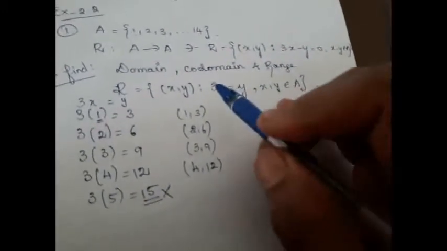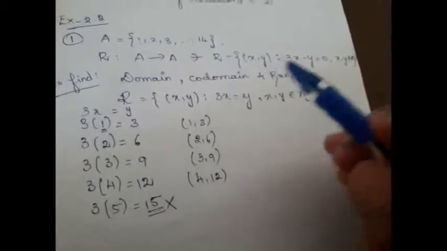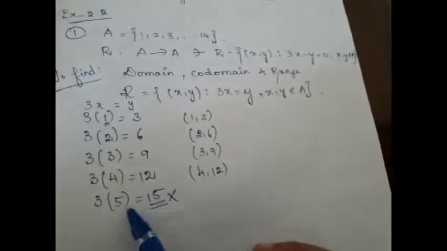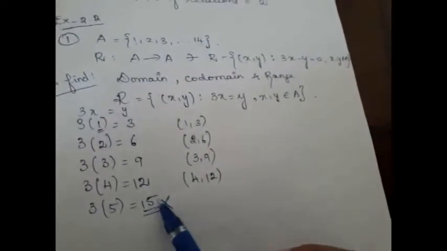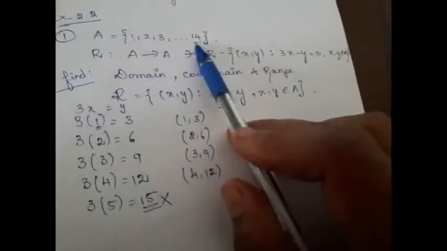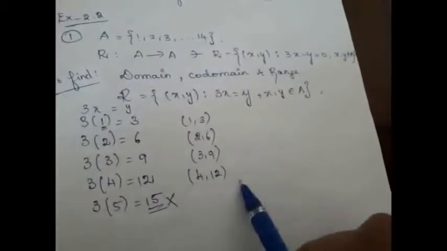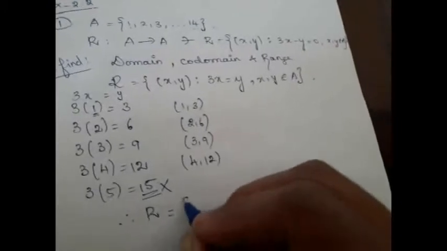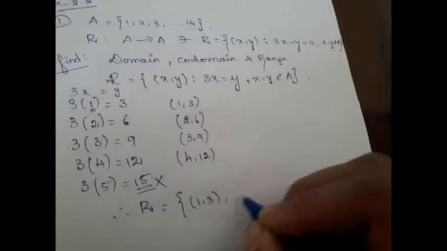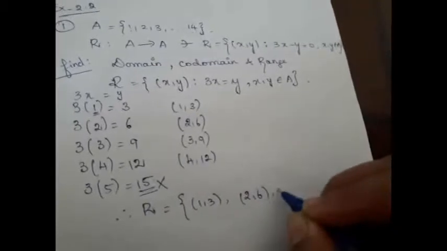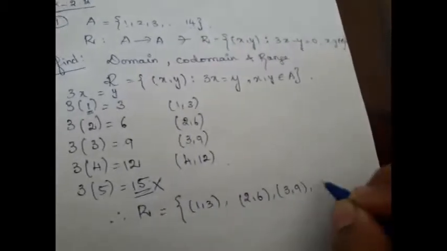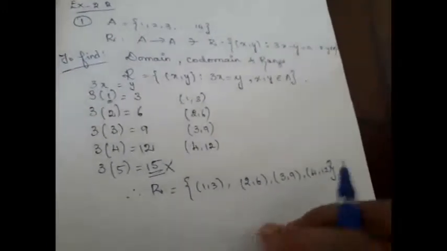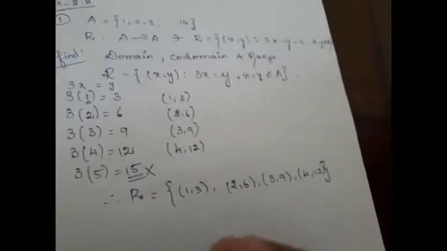Again and again, a relation is a subset of the Cartesian product. When we find the Cartesian product of A with A, we won't get an element called 5 comma 15 because 15 is not available in A itself, right? So you have to stop with this. So what are all the elements of R? Therefore R has the elements 1 comma 3, 2 comma 6, 3 comma 9 and 4 comma 12. These are all the elements of the defined relationship from A to A.